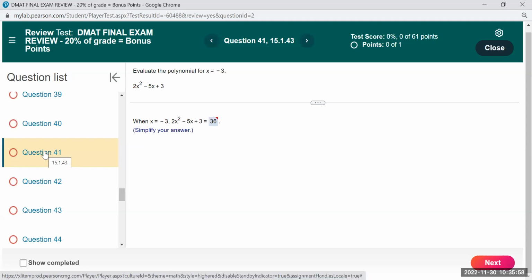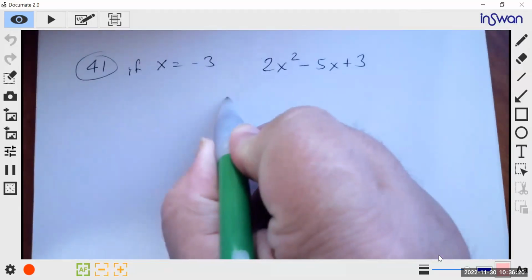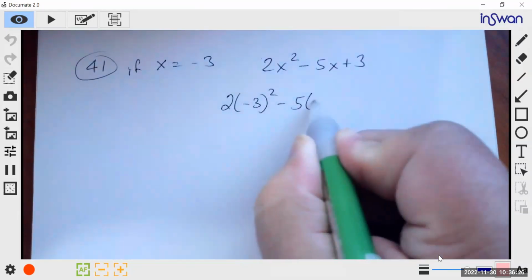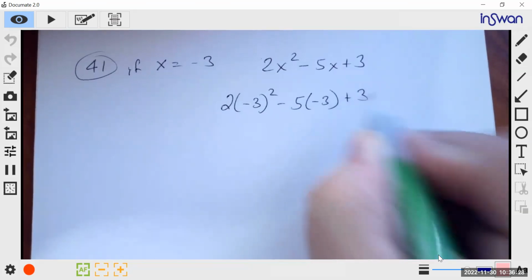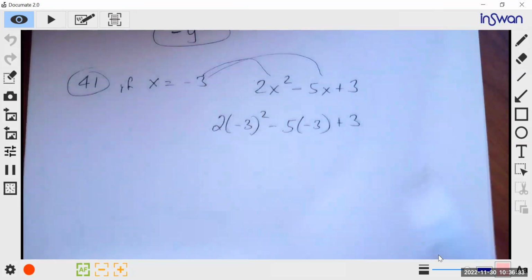Evaluate the polynomial if x equals negative 3, 2x squared minus 5x plus 3. So anywhere I see an x, I put a negative 3 in parentheses.